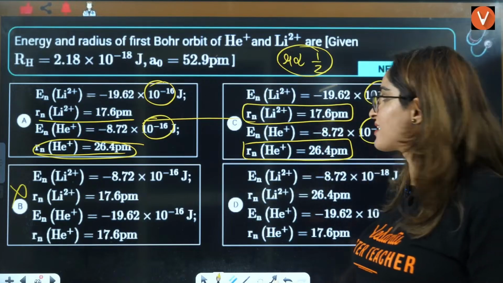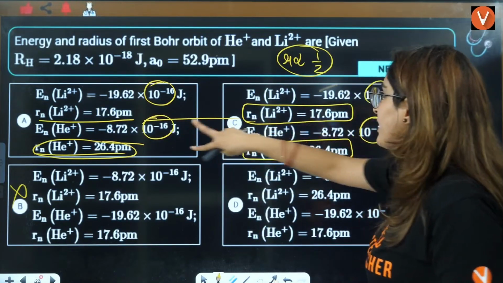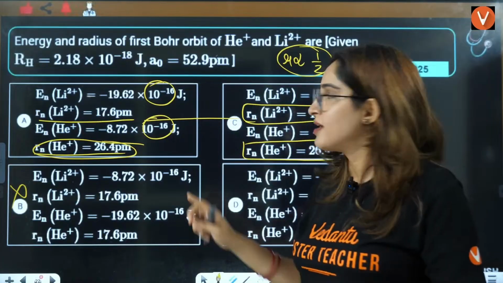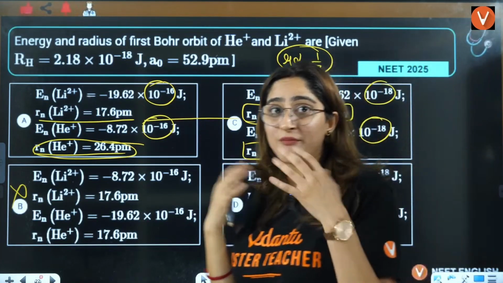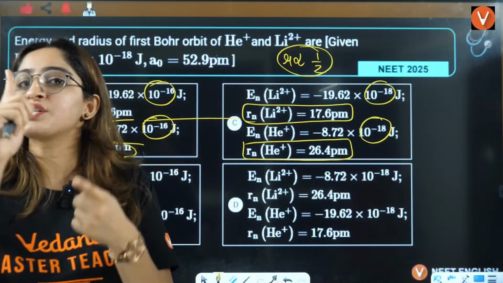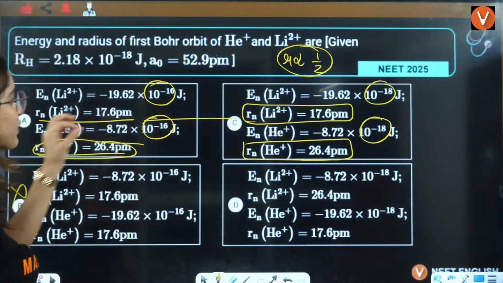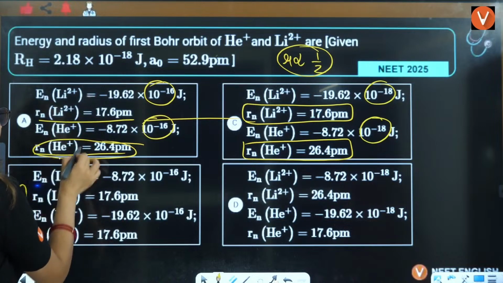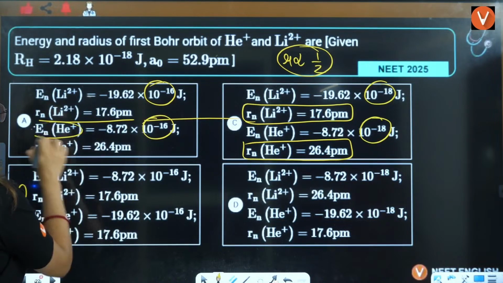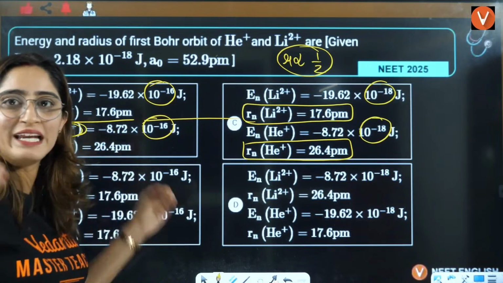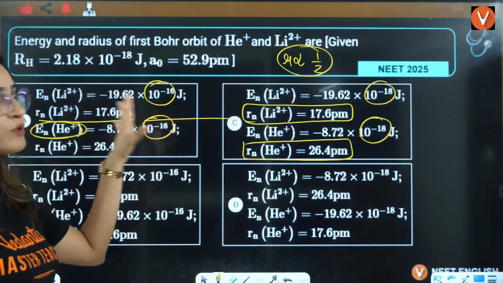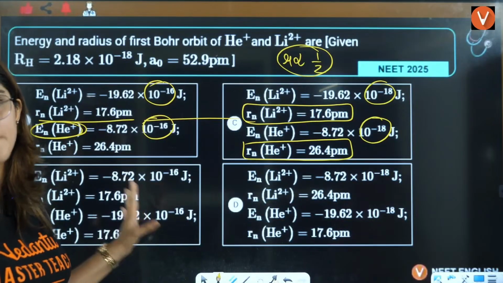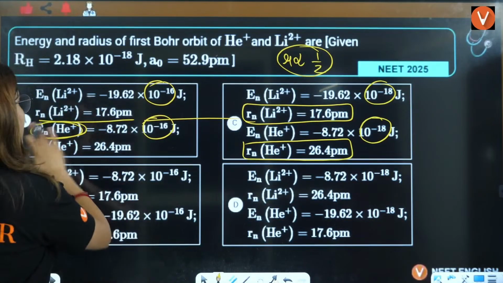17.6. Because in both the options, you are getting this. They want to confuse you. See, there is a slight change that they have done. So if I would have been at your place, I would have done just one calculation. That is, I would have solved only the energy of helium. I would have solved only the energy of helium. That's it. And that would have given me my answer. Right? So let's see this.